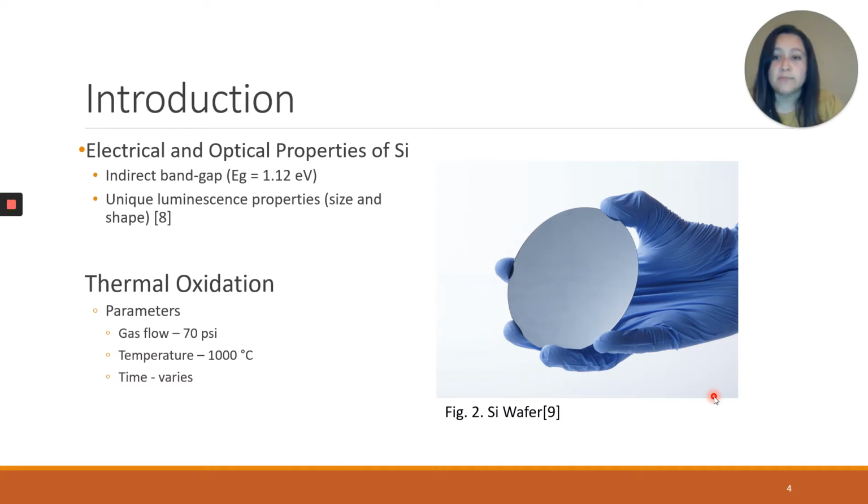For my project, I specifically used thermal oxidation to learn how to decrease the diameter of those micro and nano pillars. For thermal oxidation, there are specific parameters that can be changed or modified, specifically gas flow, temperature, and time. For my experiments, I maintained the gas flow at 70 psi, the temperature at 1000 degrees Celsius, and I varied the time.